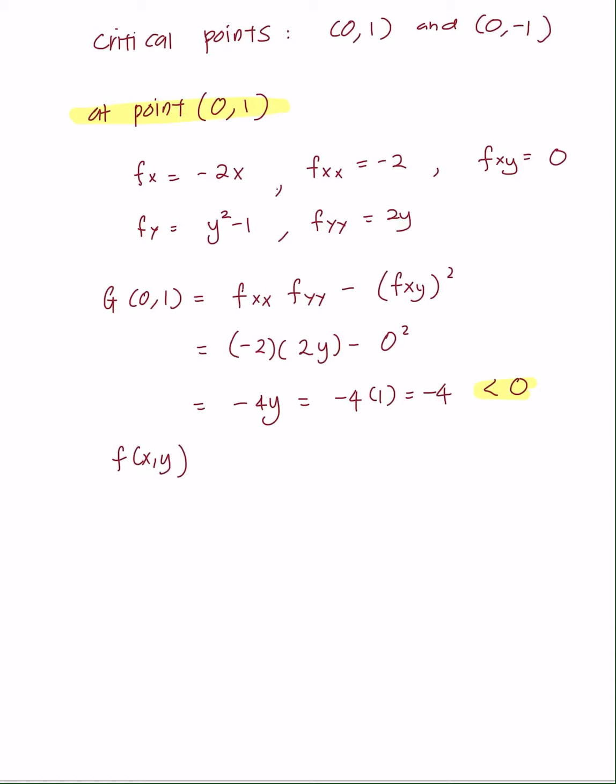So we need to find the value of f. What is f? It is y cubed over 3 minus x squared y. So f(0, 1) here will be 1 over 3 minus 0 minus 1, which is minus 2 over 3. Therefore our conclusion here is that (0, 1, -2/3) is a saddle point.